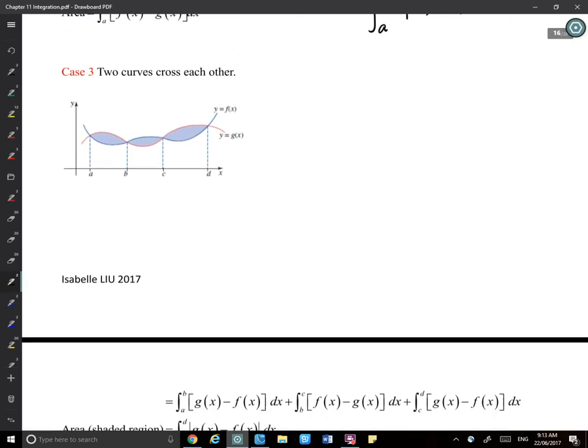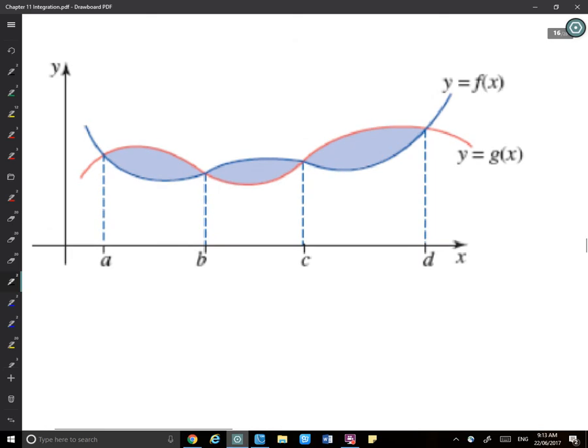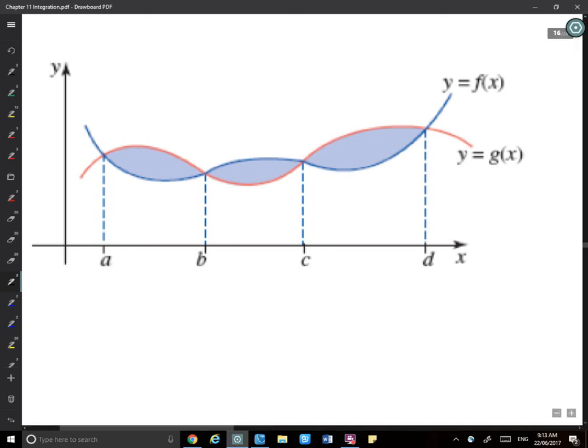Okay. The red one is gx, the blue one is fx. Well, it twists, and it changes like 3 times. So from A to B, you will use gx subtract fx. From B to C, you use fx subtract gx, which is the blue one minus the red one. From C to D, you use gx subtract fx. So just see which one is on top.